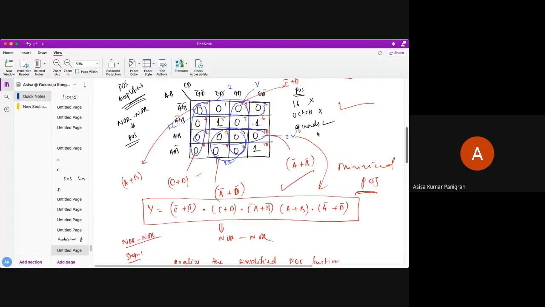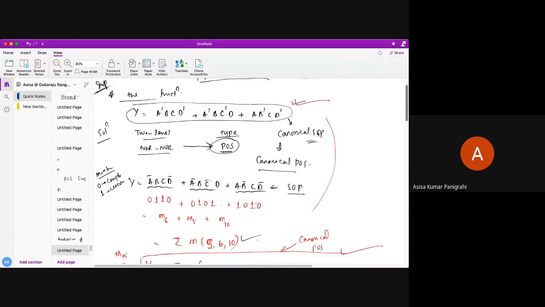If the question had asked you to realize it with the help of 2 level NAND gates, obviously there is no need to convert into canonical POS, because we know that for NAND realization the type of function required is SOP. So this is already in SOP. We just have to take this, minimize it, and finally you can realize it very well. Okay, do you all understand, students?